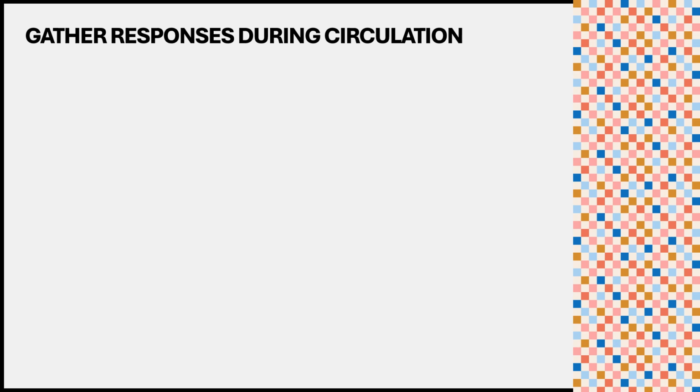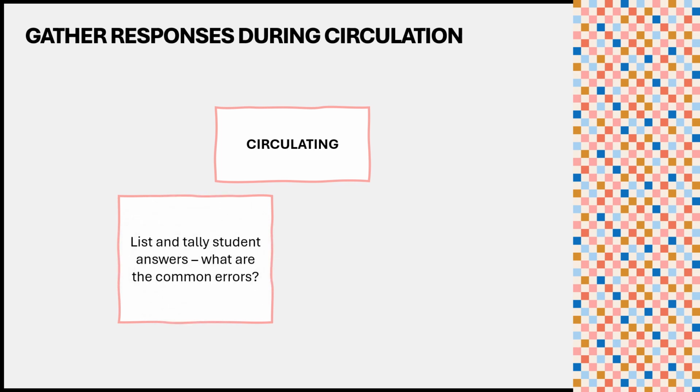So the final part of this then is the circulating itself. As we're going around the classroom, we need to be thinking about how we're going to actually record student error. So we're going to list and tally maybe student answers, and then look at what are those common errors. This will help us then prioritize the questions that we're going to ask during the next whole class feedback.